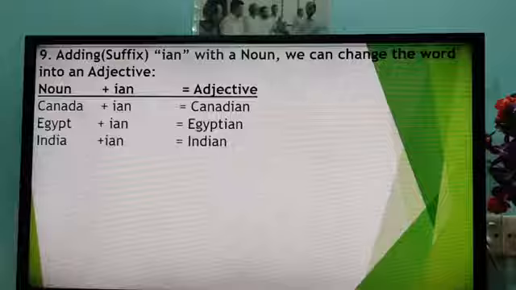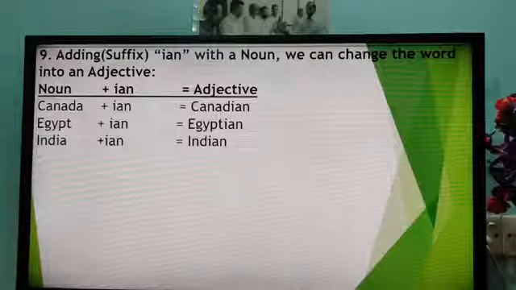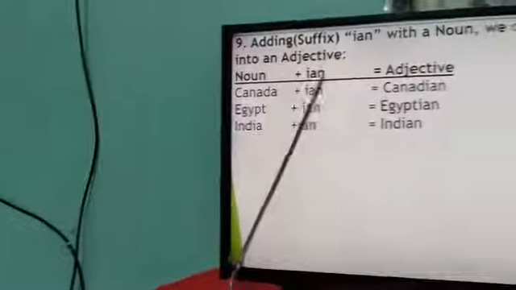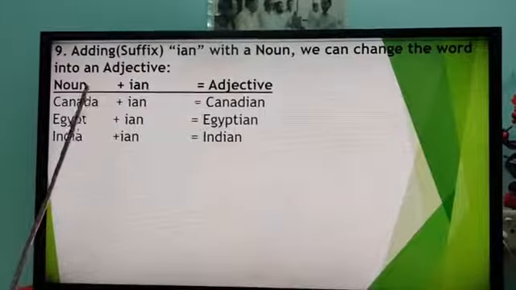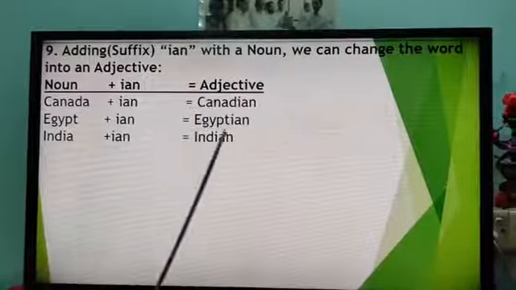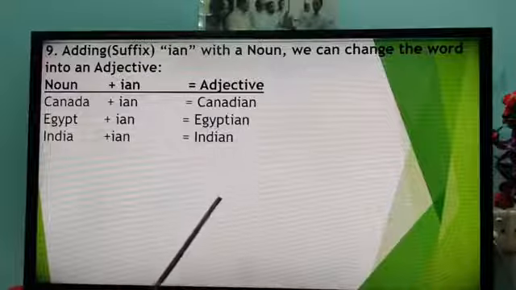These word parts are added at the latter part of a root word, and these are called suffixes. So these suffixes are added with a noun to make it an adjective. Clear?